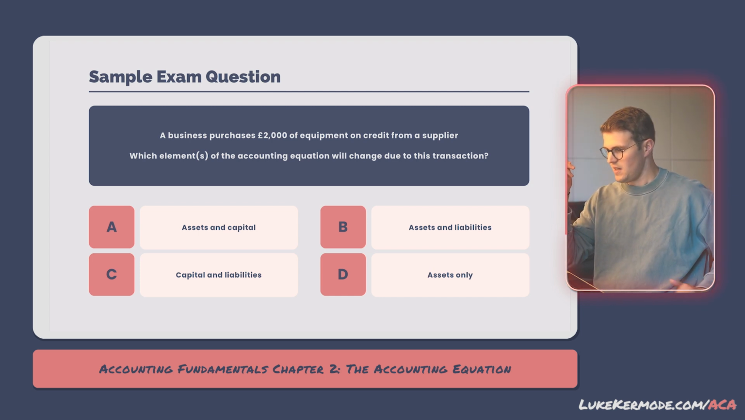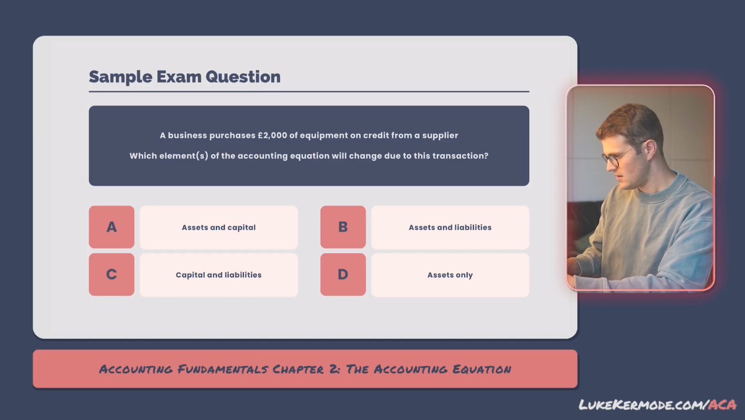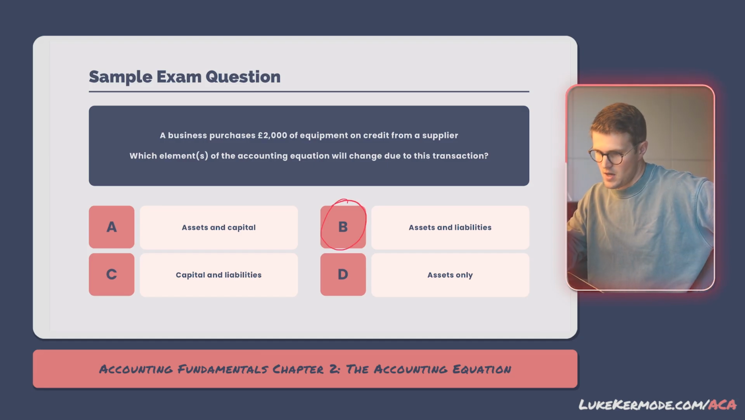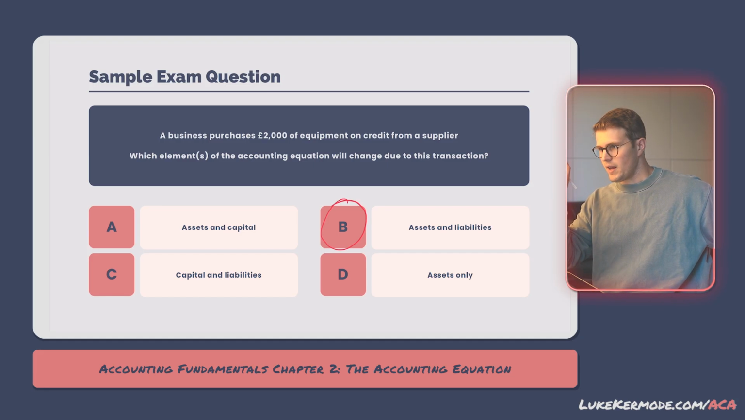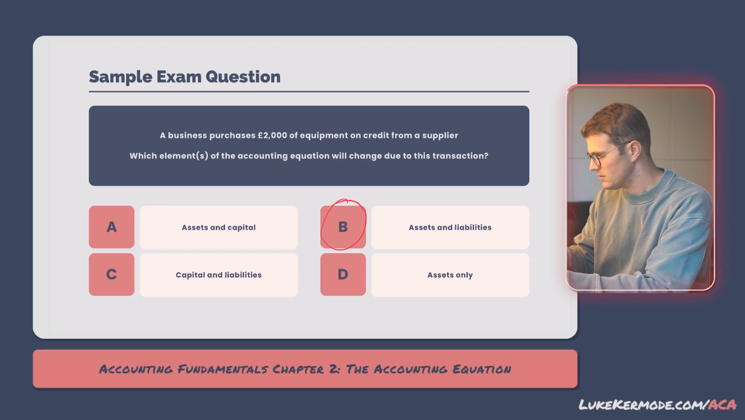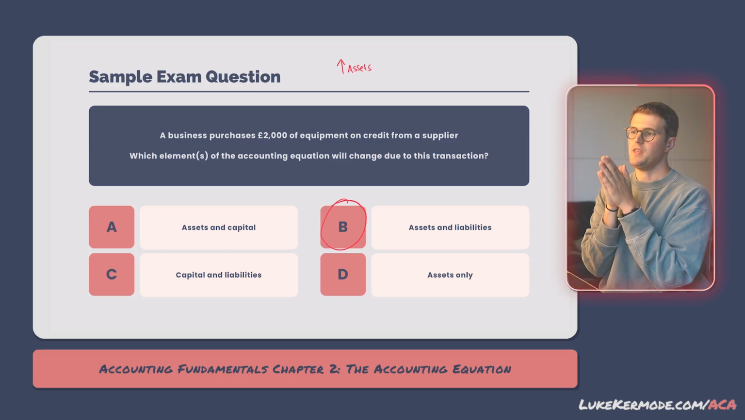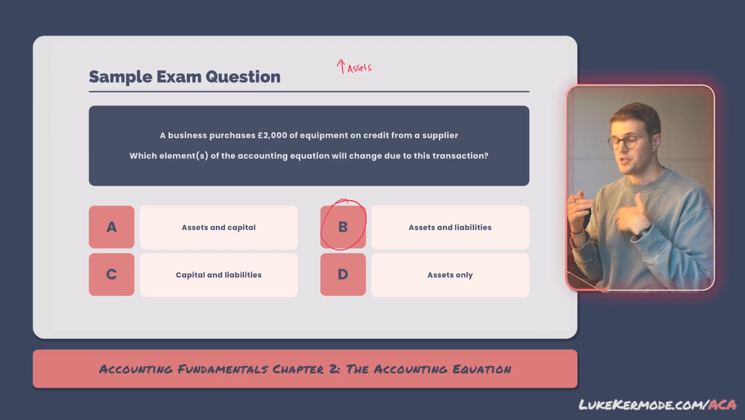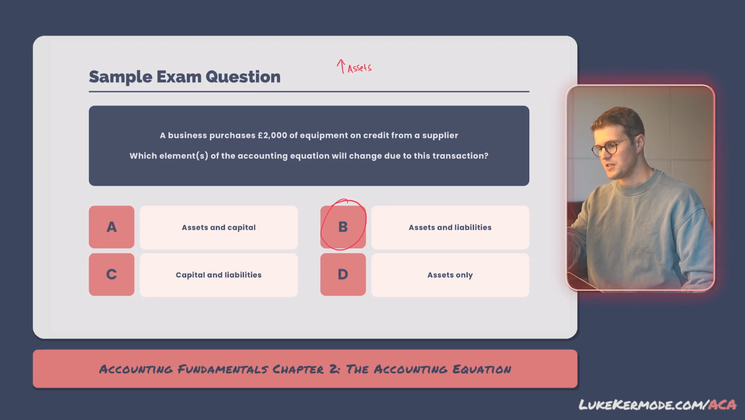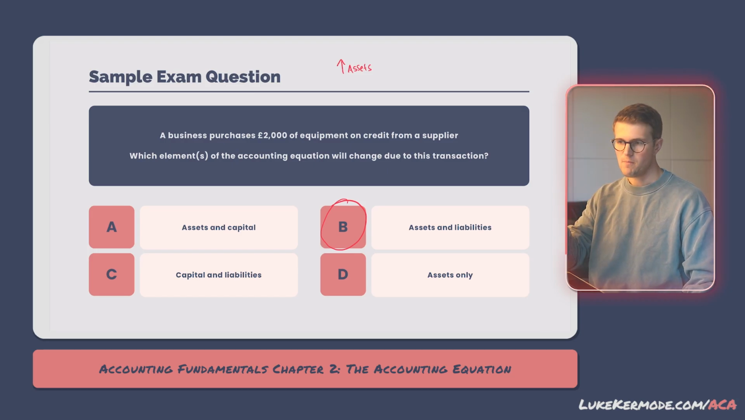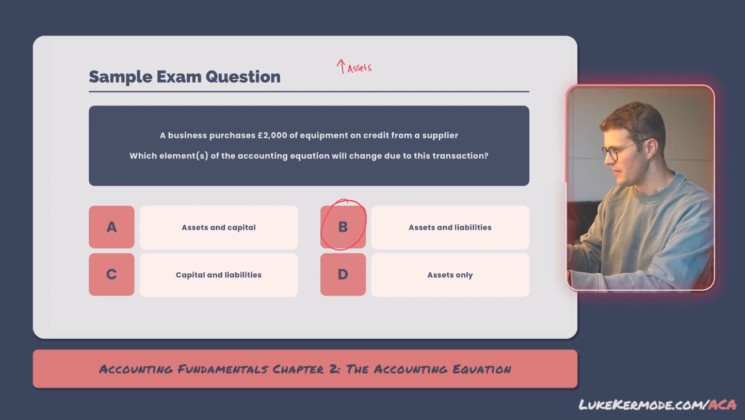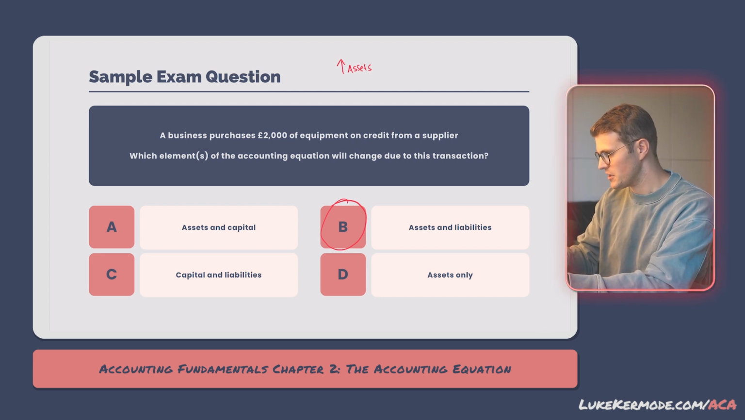The correct answer here is assets and liabilities. When the business purchases equipment on credit, the equipment is going to increase assets because the business now owns this new piece of equipment, which is going to increase PPE and it's going to increase total assets. But at the same time, the business hasn't paid for those assets yet, so it owes its supplier. This is going to create a trade payable, which is going to increase liabilities, specifically current liabilities.